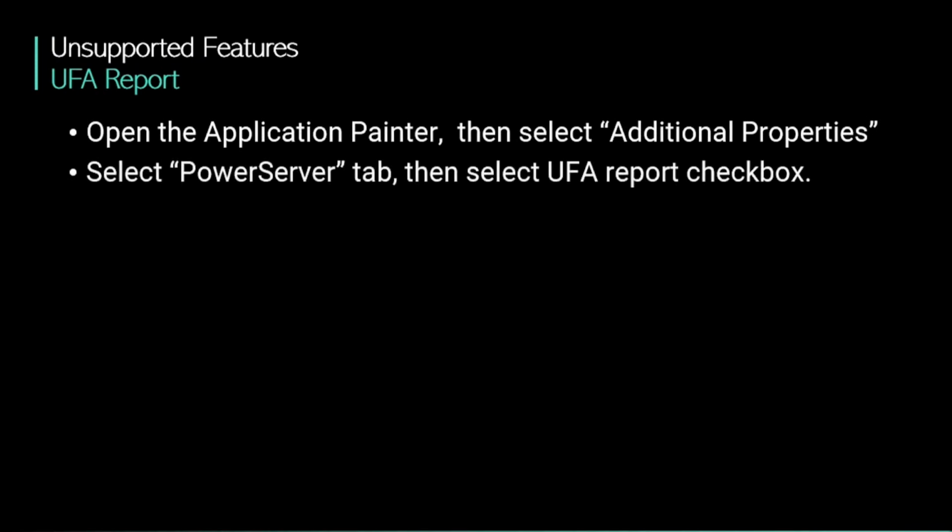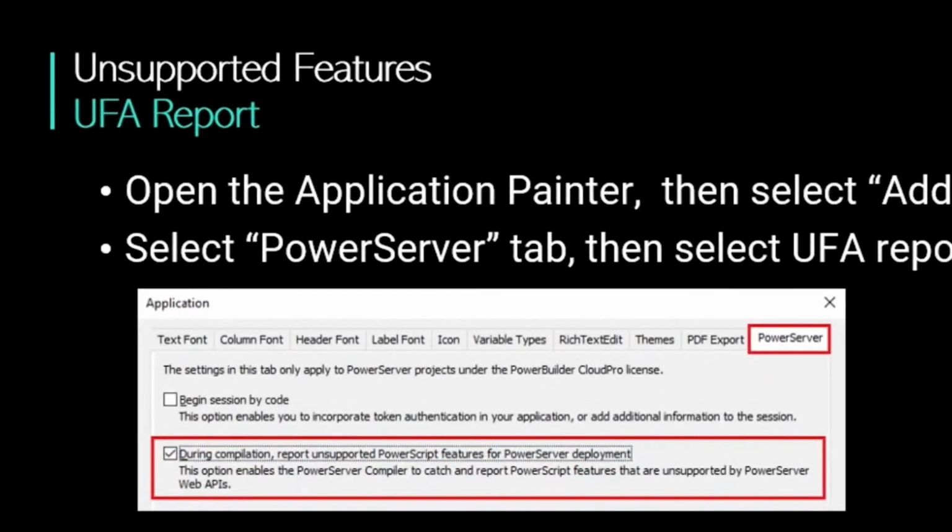So how do we get the UFA report? Open the application painter, then select Additional Properties. Select the PowerServer tab, and then select the UFA report checkbox. Here you can see the actual Additional Properties dialog. PowerServer is a tab page. The second checkbox is: during compilation, report unsupported PowerScript features for PowerServer deployment.